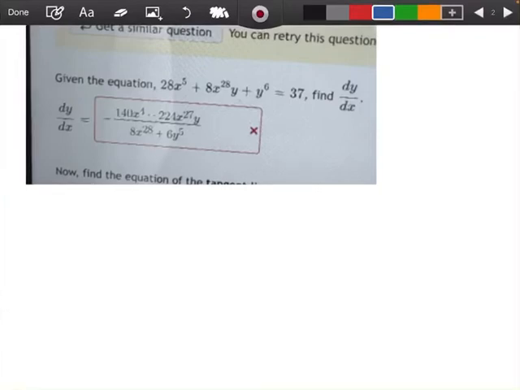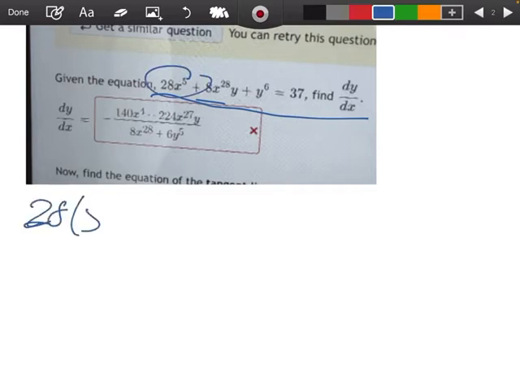Okay, so we're trying to find the derivative of this equation right here. We're taking the derivative of y with respect to x. So this part I'm going to have 28 times 5x to the fourth.